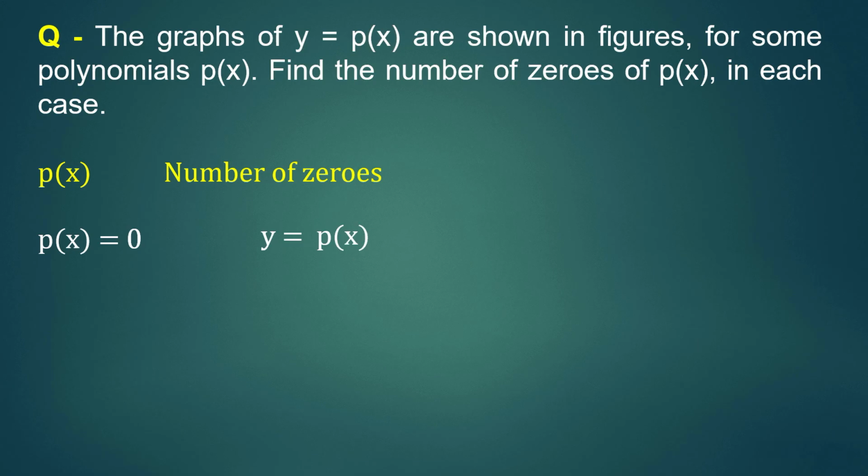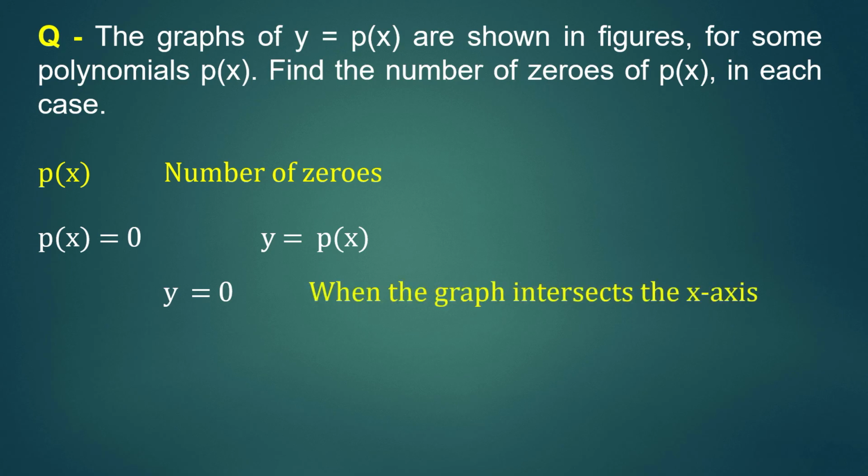From the two equations, we can see that p of x is equal to 0 and y is equal to p of x. So, equating the term p of x in both these equations, we get y is equal to 0, which means that the value of p of x is 0 when y is equal to 0, or when the graph of p of x intersects the x-axis. This is because the equation of the x-axis is y is equal to 0.